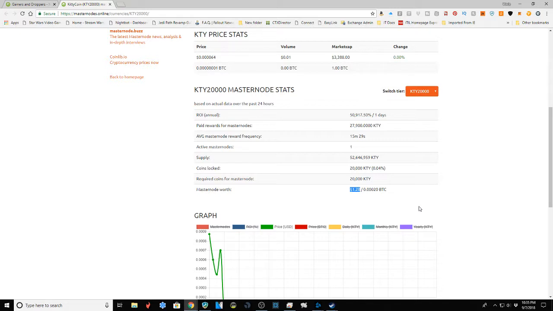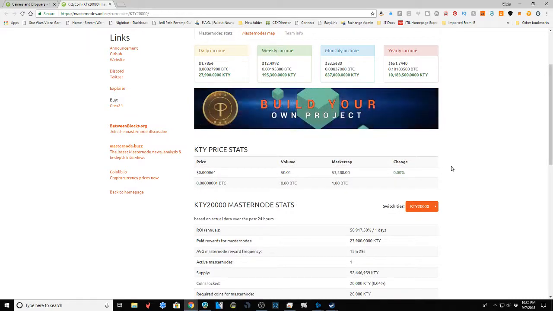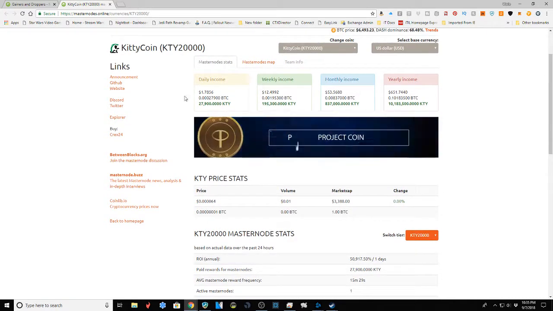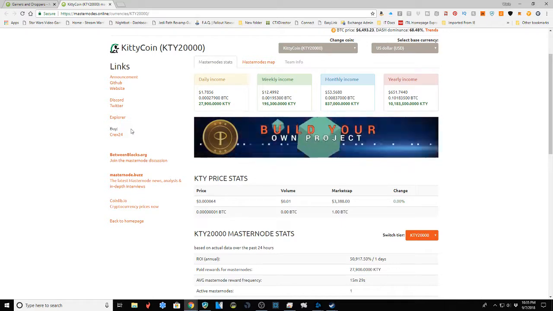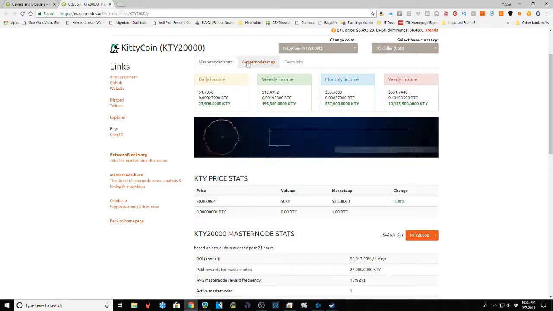Before you let your greed get the better of you, honestly, this should be a red flag in this case. 50,000% return on investment is extremely outrageous. But follow it up with these. If all of this stuff is dead and you can't find anything about the coin, don't even waste your time.